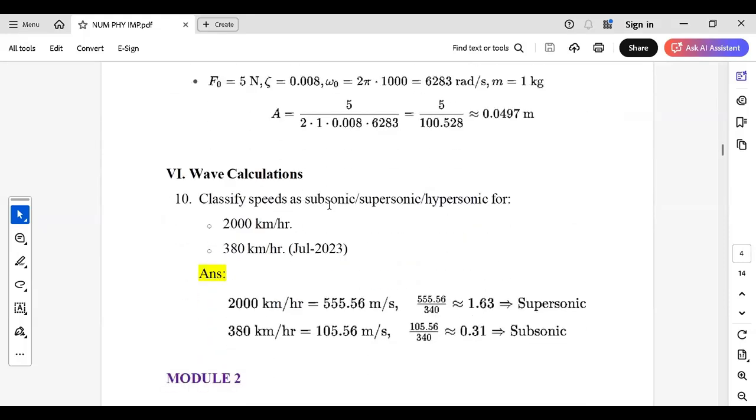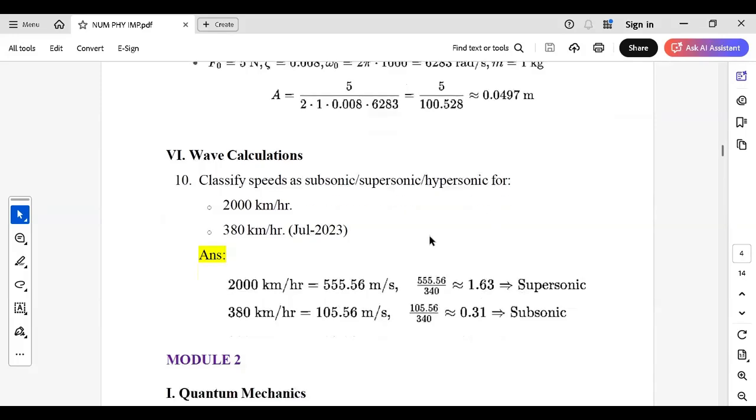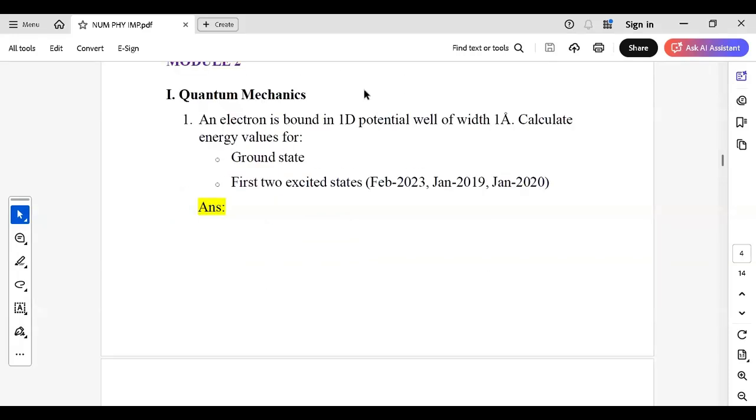Next, classify speed as subsonic, supersonic, or hypersonic. So 2000 kilometers per hour, when converted to meters per second, is 555.56 meters per second. When divided by 340, which is the velocity of sound, you get 1.63. That is your Mach number. When the Mach number is more than 1, it is supersonic. When it's less than 1, it is subsonic. As simple as that. Next question.